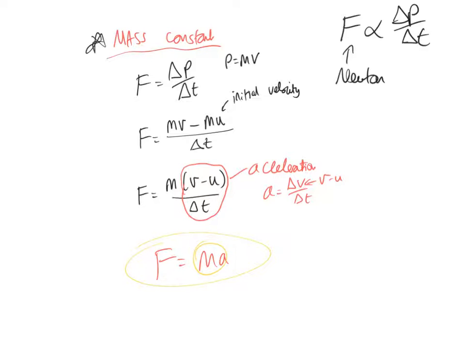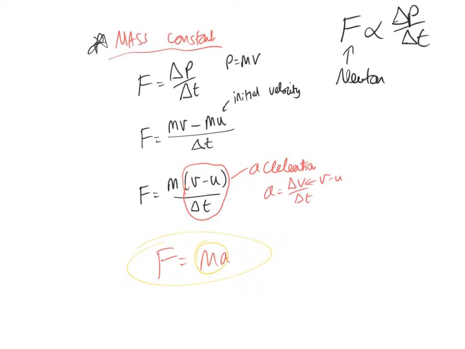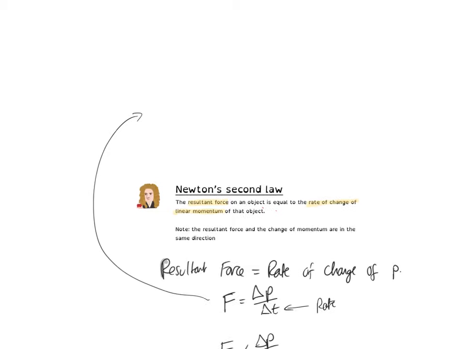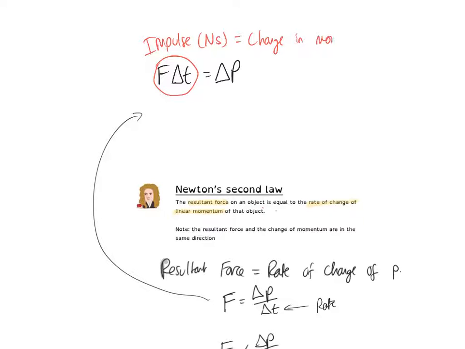Some other things to bring out from this equation as well. If we take this equation up to here, we just write it slightly differently. We bring the t over to the left-hand side by multiplying both sides by delta t. We get this. And this is an important idea in physics called impulse. It has units of newton seconds. Why? Well, force in newtons, times time in seconds. And it's equal to the change in momentum. It's quite useful when explaining certain things, as we'll see in a minute.